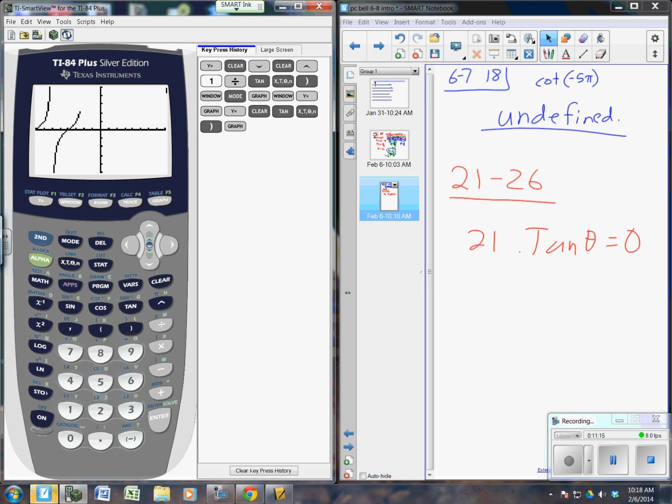Remember the other day when we were writing all the characteristics of all the graphs? Well, in this case, it's wanting to know for which values is the tangent of theta 0. In other words, is the y value 0? Well, the y value is 0 at the x-intercepts, right? All the x-intercepts. Where is it crossing the x-axis? At all the multiples of pi. So pi times k, where k is an integer.